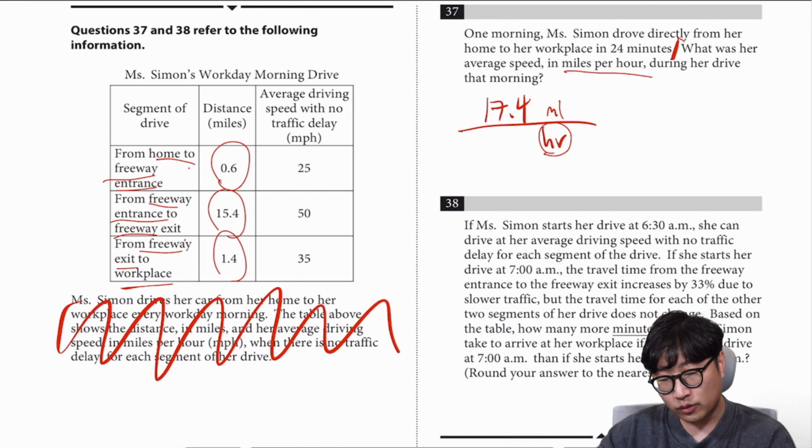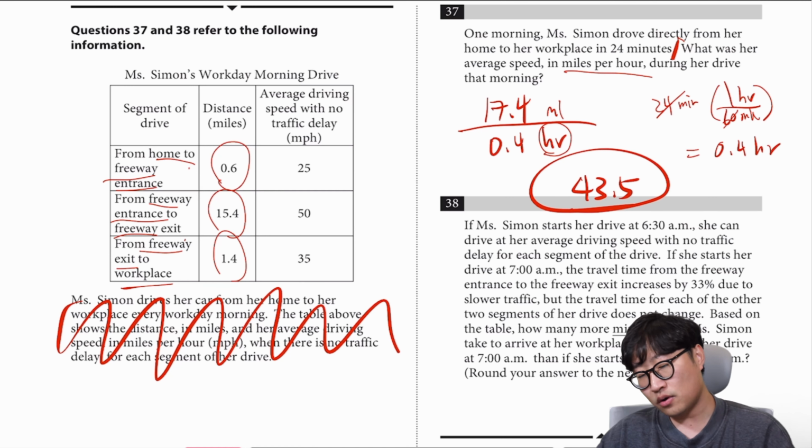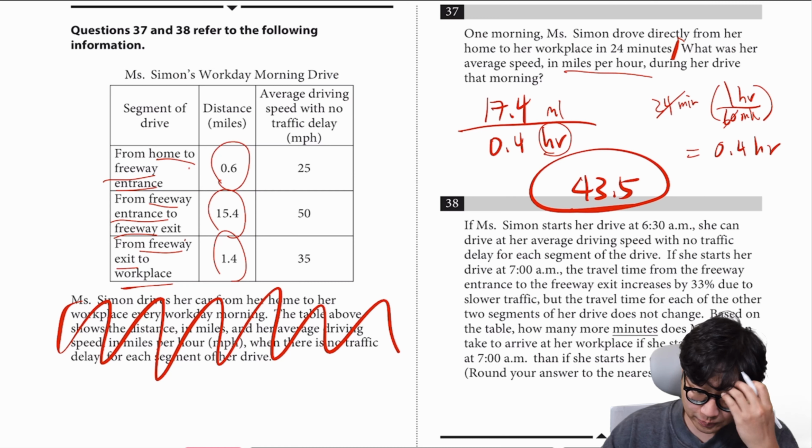Well, I wanted an hour, so let's just convert that first. 24 minutes. Well, 60 minutes is 1 hour. And if you just kind of cancel that, then that'll be 0.4 hour. So 0.4 right there. Literally just punch it into your calculator. Don't try to do that in your head. And when you do that, you get 43.5 miles per hour when you divide those two.